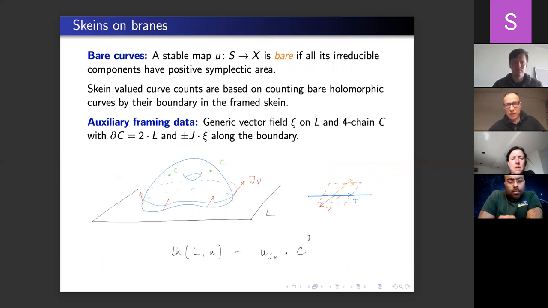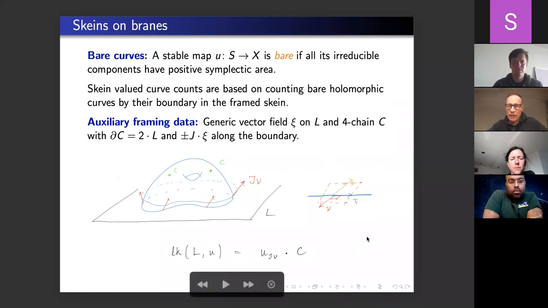Okay, so I'm going to explain this to you in a while, but before that, I want to explain that with this vector field, I can define a linking between a holomorphic curve that ends on the Lagrangian and the Lagrangian itself. The Lagrangian is a three-dimensional object. The curve is a two-dimensional object. So I can count the intersections of this two-dimensional object with the bounding four-chain. The key point is that in order to make sense of such a count, I need to push the curve off of the boundary of the four-chain, and I do it by this vector field.